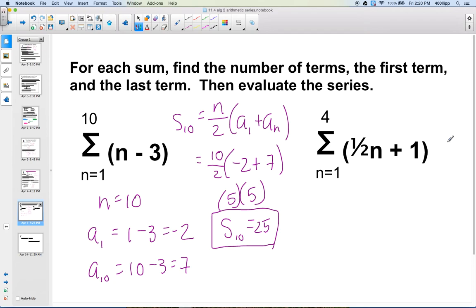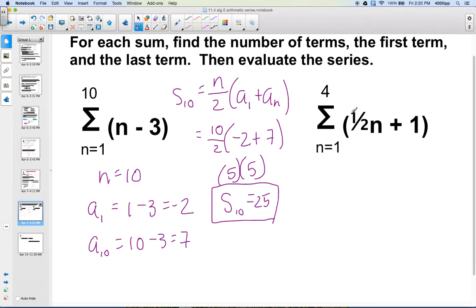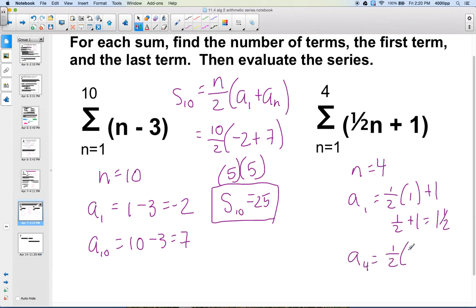Okay, and then finally here, we could do the same thing. n is going to be equal to, we're going from the first term to the fourth term, so n is 4. We'll find our first term by plugging in 1. Half times 1 plus 1 is half plus 1, which is 1.5. Our last term, a sub 4, is half times 4 plus 1. Half of 4 is 2, plus 1 is 3.